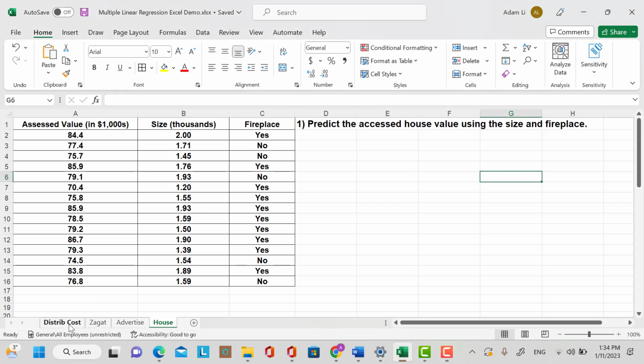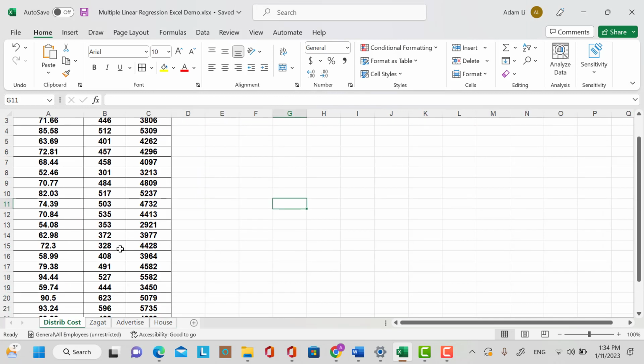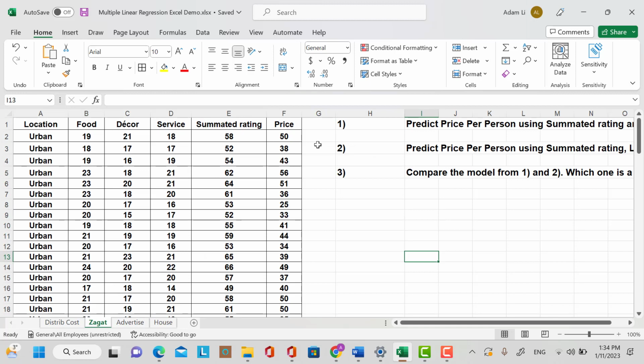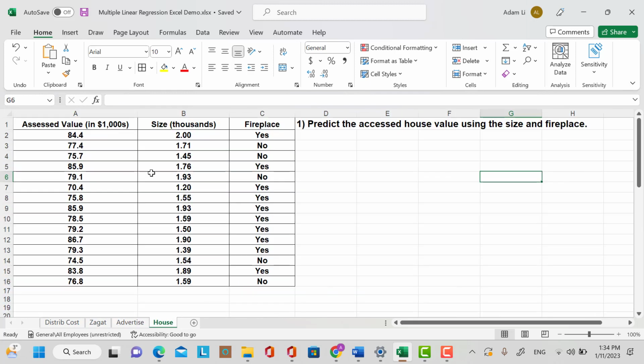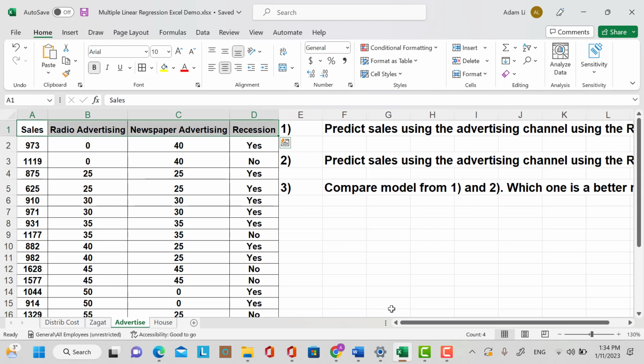So we have four data sets here. First one is called distribution cost. Underneath you can run an analysis on your own and see what you can get out of it. And also we have target rating, surveys, and advertising, also the house. So there are four different data sets here. First of all, we're going to look at the advertising data set.